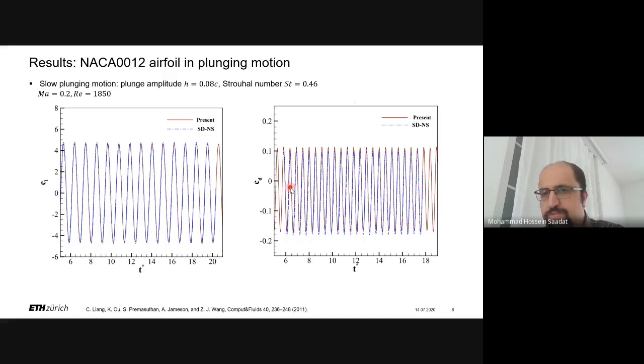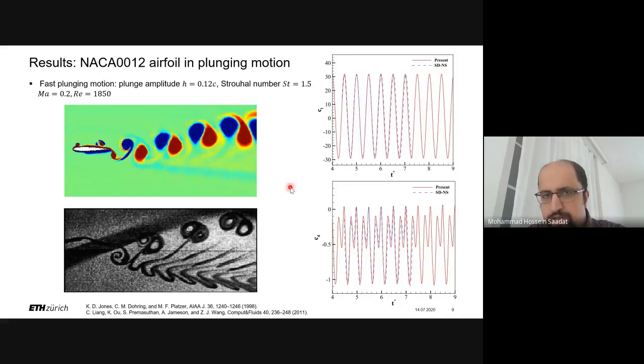Now we increase the plunge amplitude to 12% of the chord and the Strouhal number to 1.5, with the same Mach number and Reynolds number. In this fast plunging case, the symmetric vortex pattern is lost. We have a deflected vortex street, which is again very similar to what is observed in the experiment. And here also on the right, we see the comparison with the numerical results of Navier-Stokes.